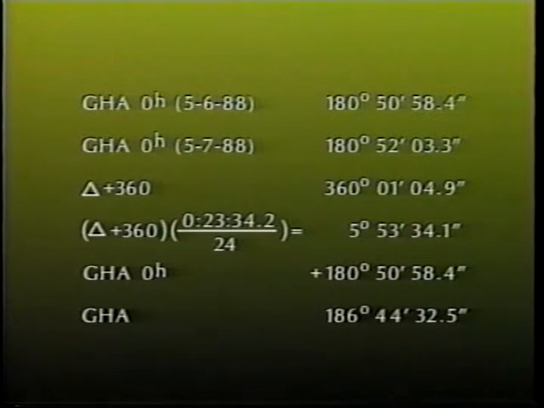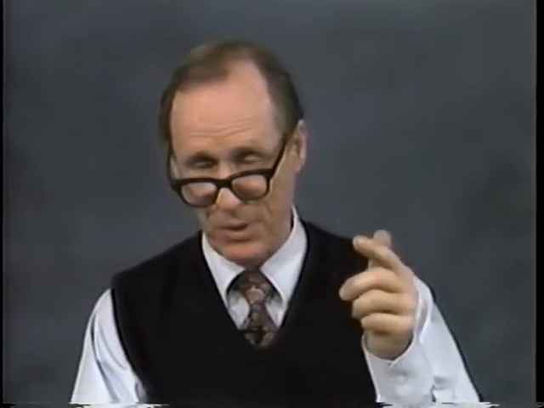To compute GHA for the elapsed time, we need to first compute the total amount of GHA for the day of observation. We do this by taking the difference between the GHA for 0 hours today, that's the 180, 50, 58.4, and the GHA for 0 hours tomorrow, the 180, 52.033. And then we add 360. The reason we have to add 360 is because there was a change in the elapsed time, but it took a whole 24-hour period for it to happen, and that's a 360-degree addition.